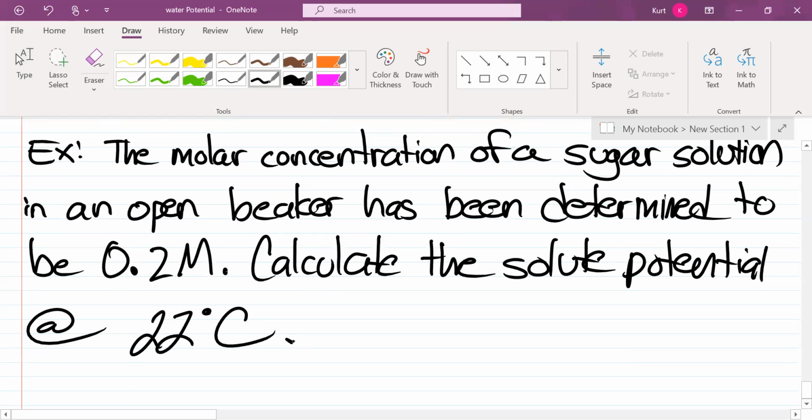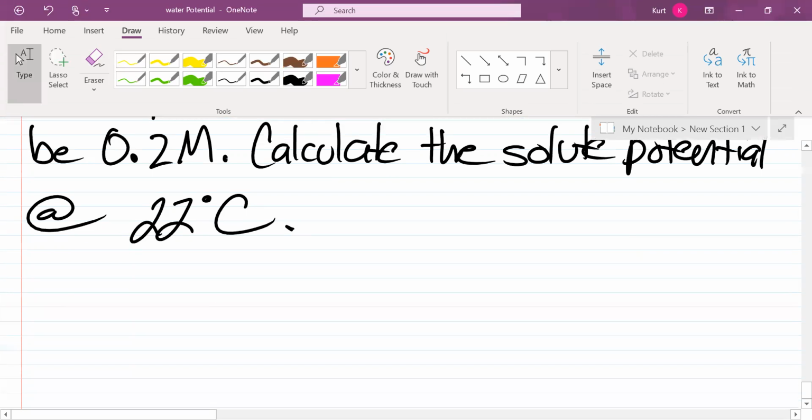The molar concentration of a sugar solution in an open beaker has been determined to be 0.2 molar. Calculate the solute potential at 22 degrees Celsius. Which variable are you being asked to find? Water potential, solute potential, or pressure potential? You have to find solute potential.